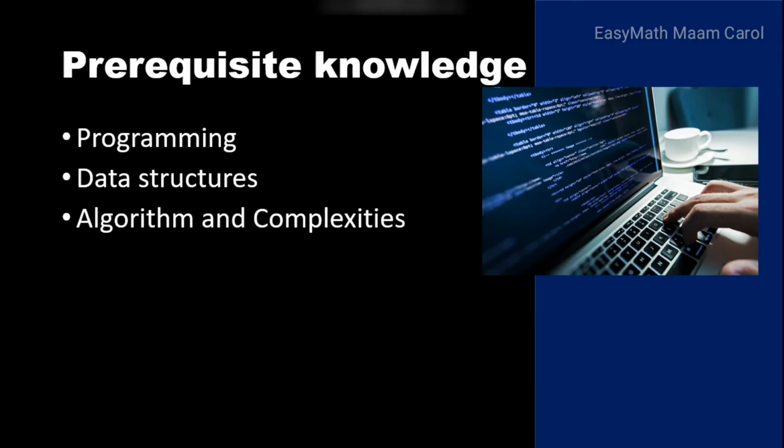The prerequisite knowledge needed in order to understand the subject, automata theory, and formal languages are the following. First one is programming. Programming subjects are offered during first and second semesters of their first year. The second is data structures. Data structures 1 and 2 are offered during second semester of first year and first semester of second year. Now, algorithm and complexities, which is the third prerequisite knowledge, is offered during the second sem of second year.